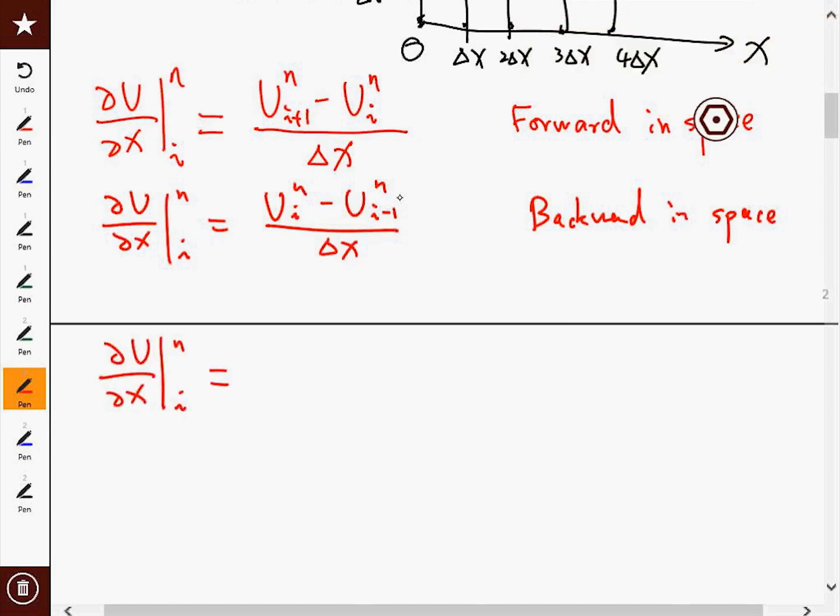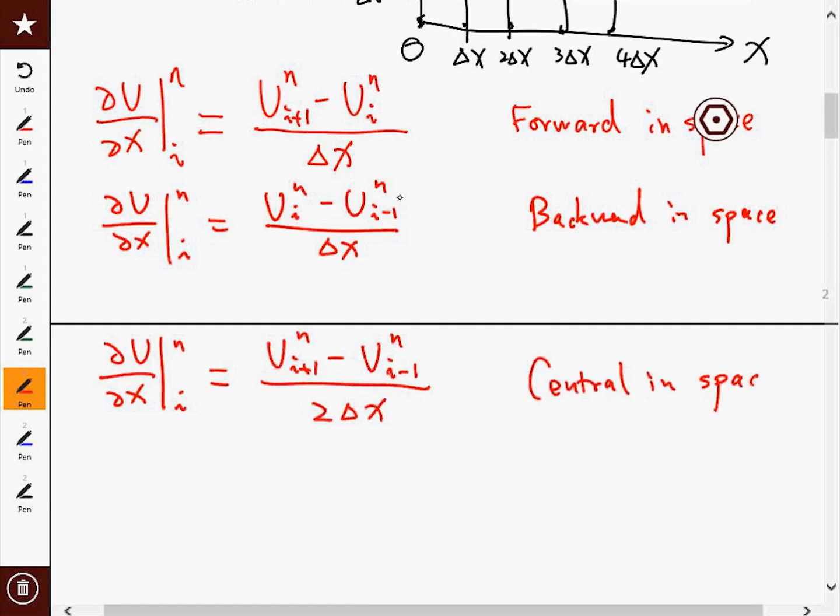And I can also do a central difference. So central difference would be u of i plus 1, that is towards the right, minus u of i minus 1 towards the left, divided by how much? 2 delta x, because that is the spacing between them. So this is central in space.